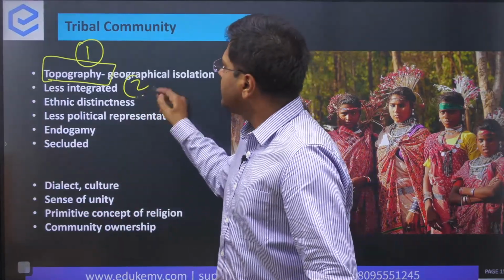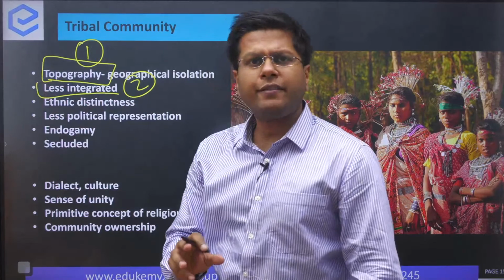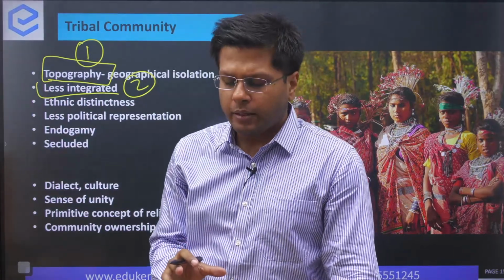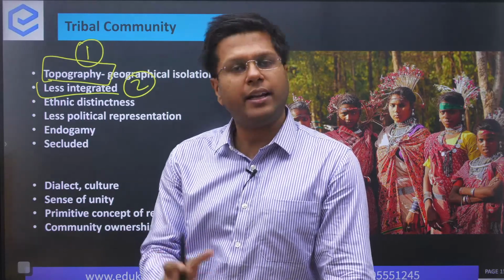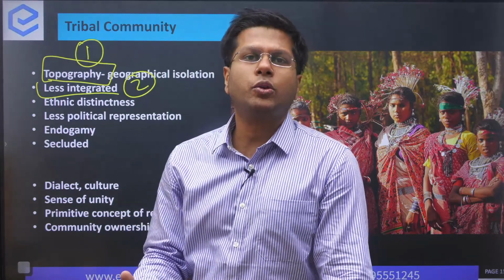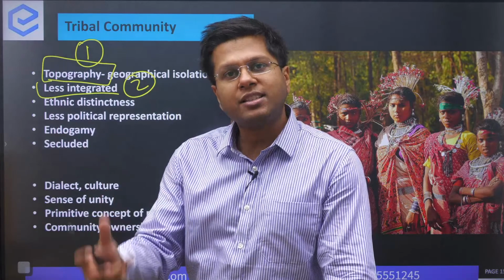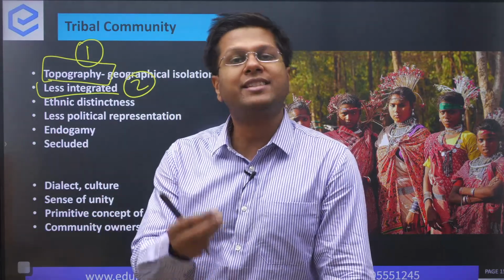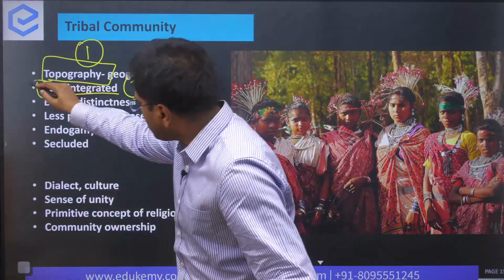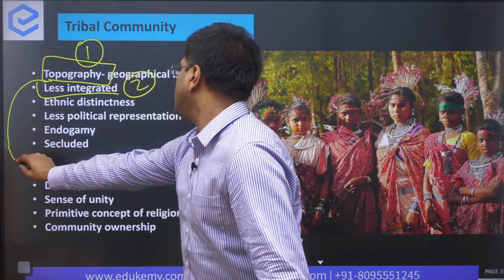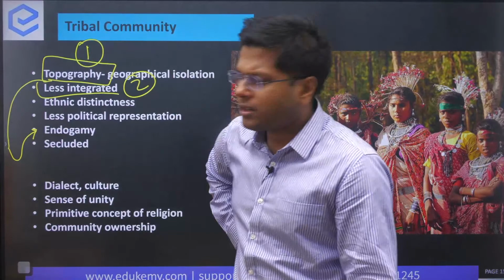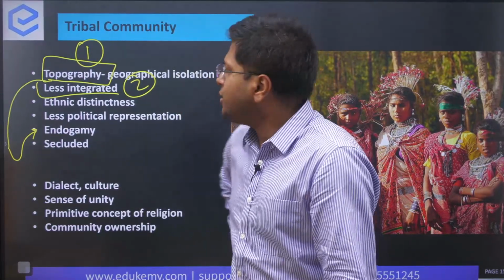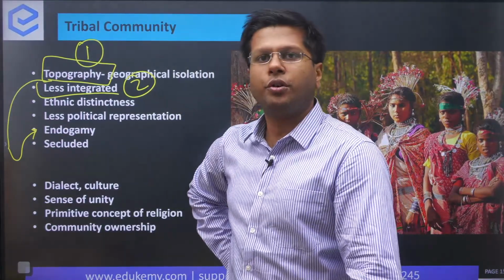The second one is less integration. They have a reasonable level of shyness from the general population, and that is the reason that they want to remain secluded. In fact, this is also translated into many other traits. For example, endogamy. Because of less integration, they also have endogamy in their own culture itself. This has ill effects for health as well, but this is a part of their culture and they want to follow this.